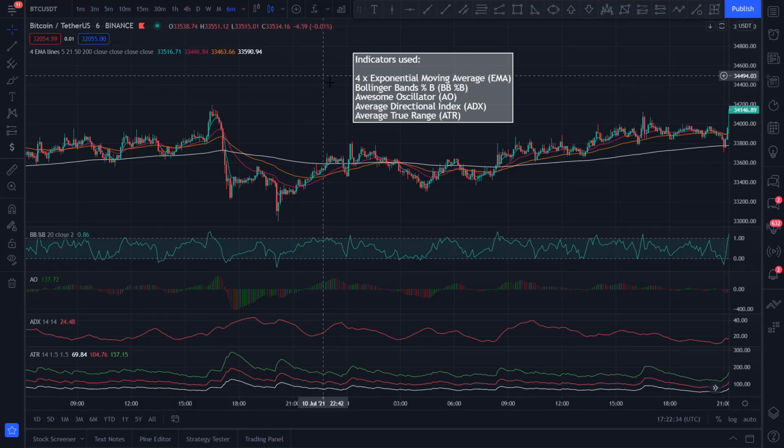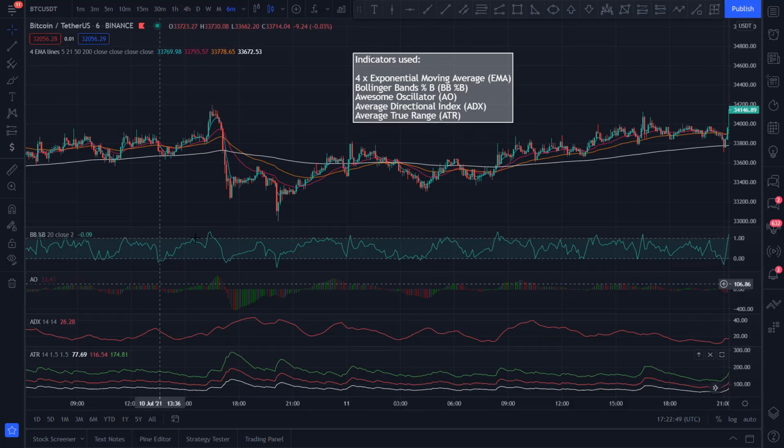So the 5 indicators: you will need 4 exponential moving averages, you will need the Bollinger Bands %B, you will need the Awesome Oscillator, you will need the average directional index, and the average true range. These are listed down below, as you can see.